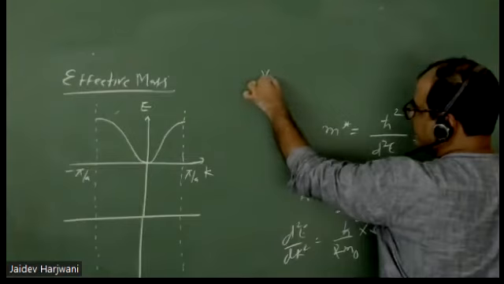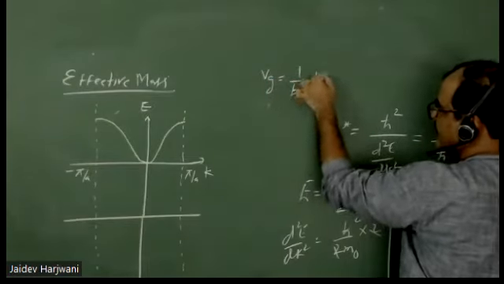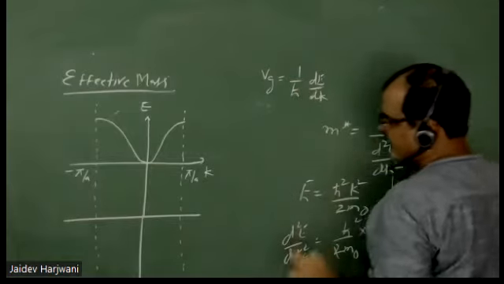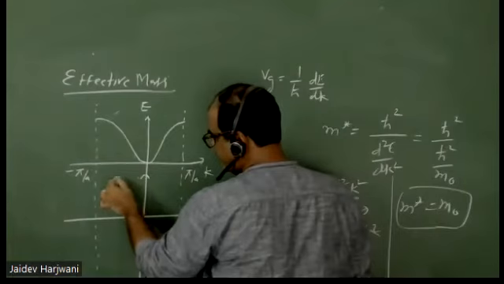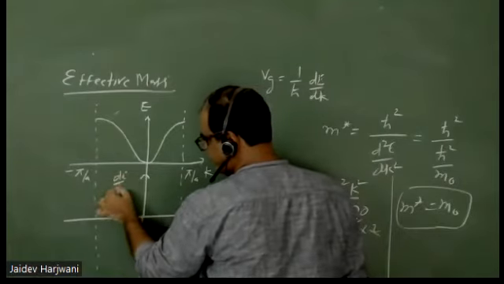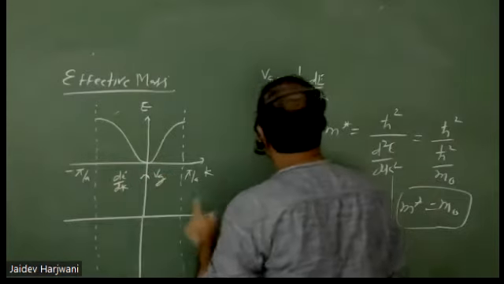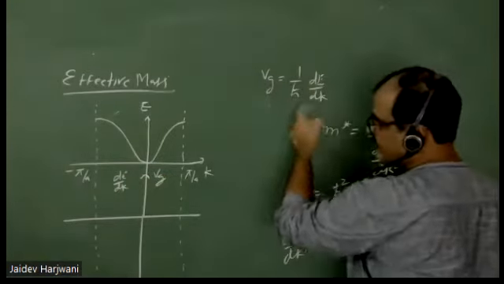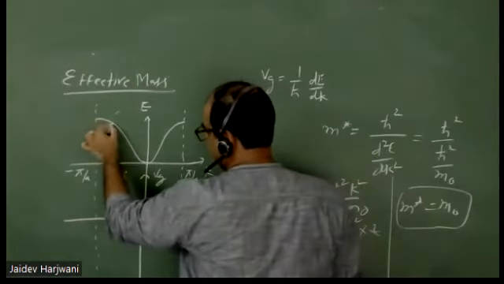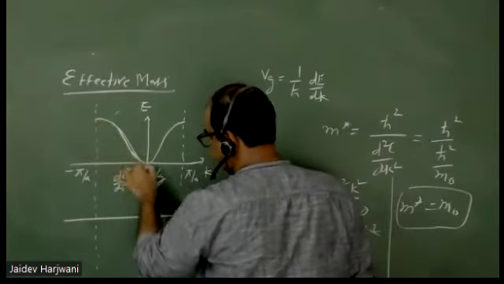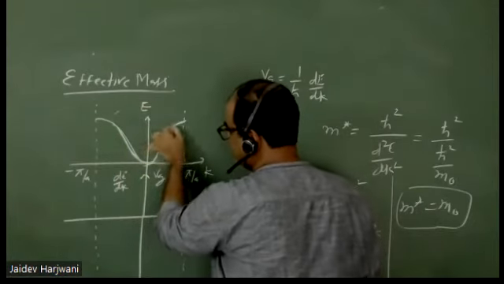So I know what my velocity is. Velocity is 1 upon h cut de by dk. If I take the differentiation of this graph, that will give me de by dk, which will be the same as vg, because there is only a difference of a constant. So now this is a parabola. Parabola means this is k square.